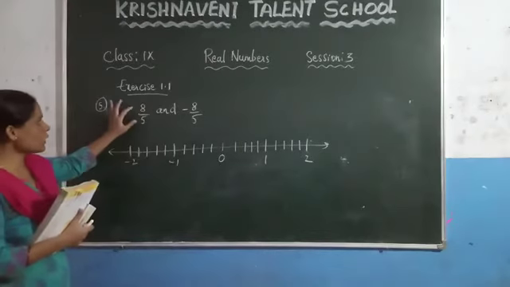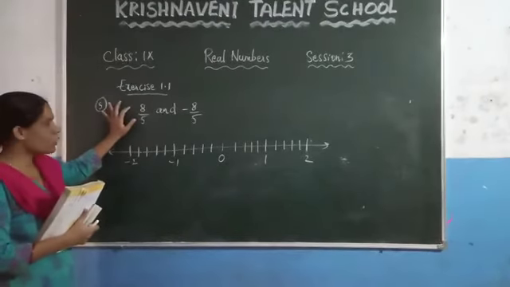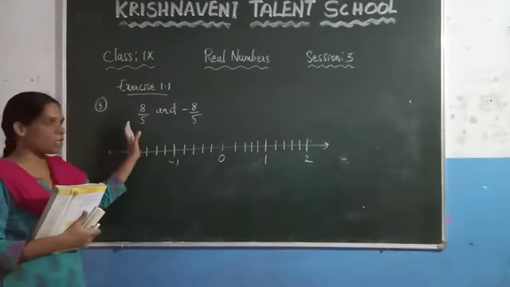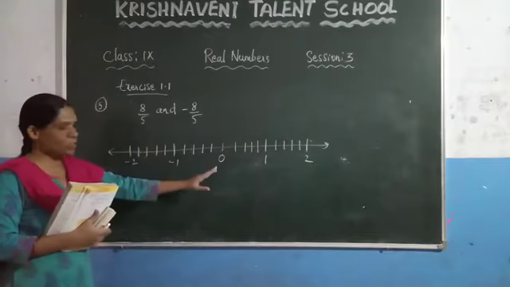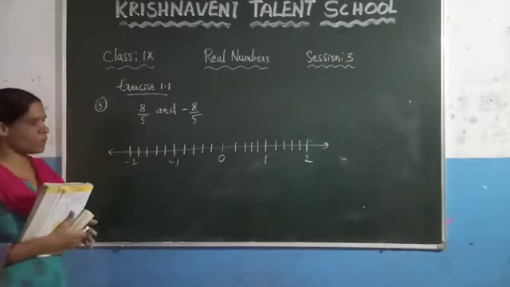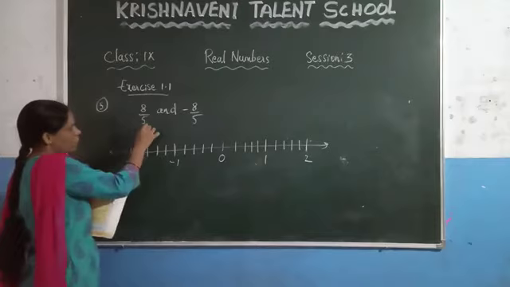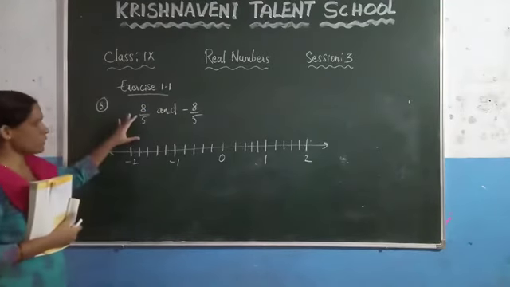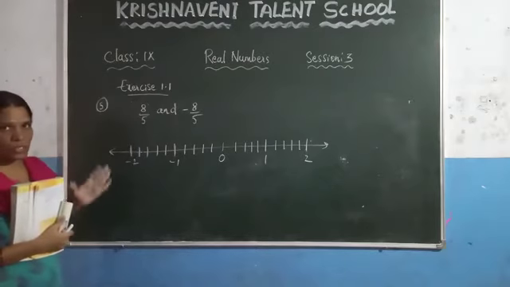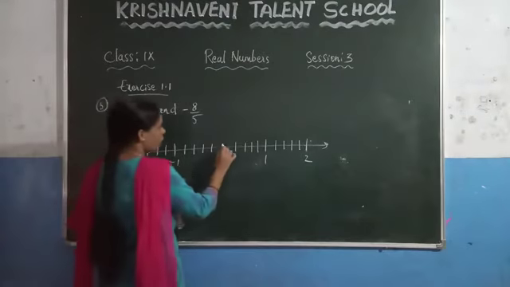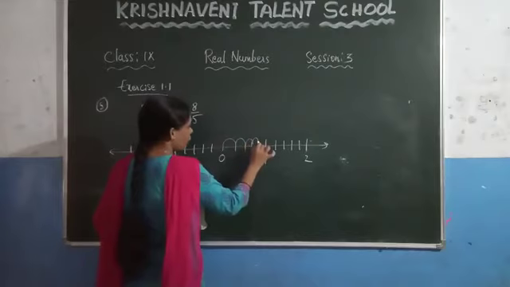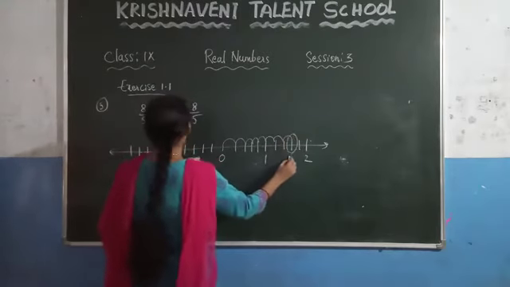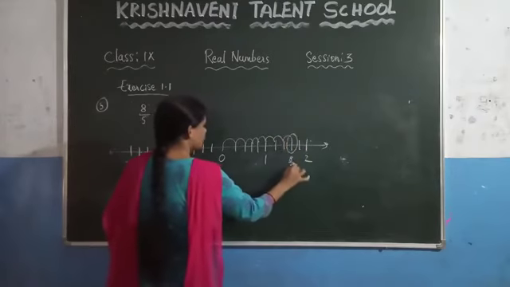After that, check the numerator, and you have to move that many steps to the right of 0 if it is a positive number, or to the left of 0 if it is a negative number. Since 8 by 5 is a positive number, you check the numerator. Since 8 is there, you have to move 8 steps. So here, 1, 2, 3, 4, 5, 6, 7, 8. This will be the value of 8 by 5.